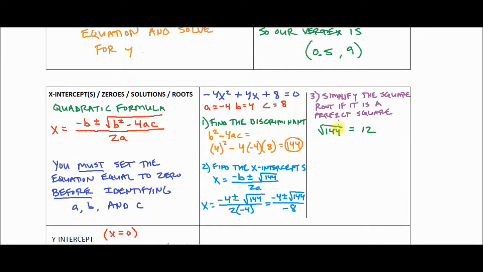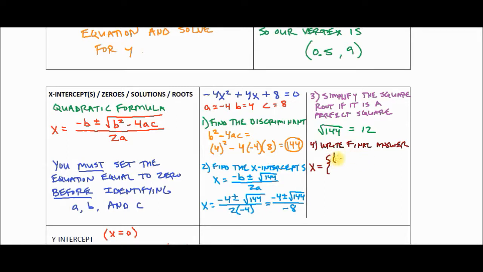So step number 4 is write final answer. So now we can go back and take a look at our answer from number 2. We're going to replace the square root of 144 with 12 because that was a perfect square. So in this case, we can write our final answer. X is going to be equal to, it can be equal to two different numbers. So let's put that in pointy brackets because that means a set of numbers.